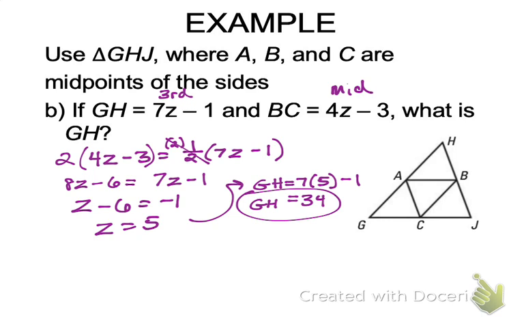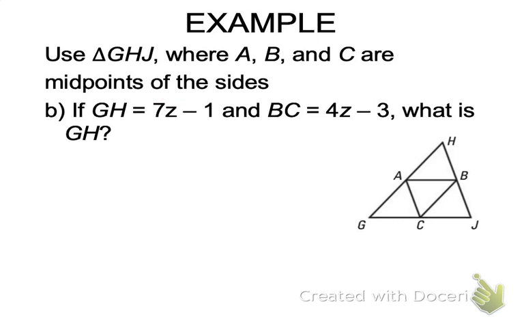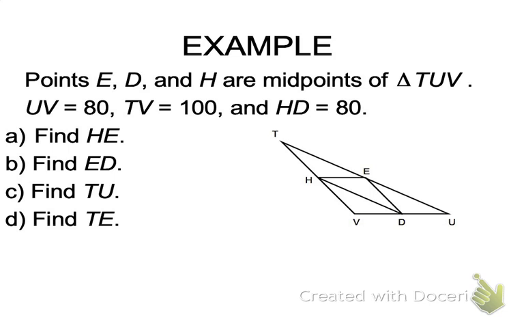Questions with that? Good? All right. Next one. We got a diagram here. Can we find all of these lengths? So what are we given? We're given that U to V is 80. So if U to V is 80, what would be HE? 40. It's going to be half of that, 80.